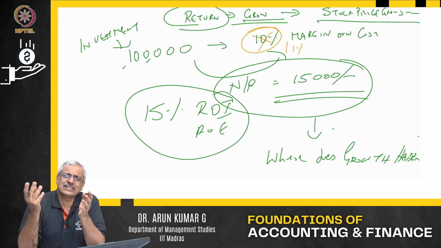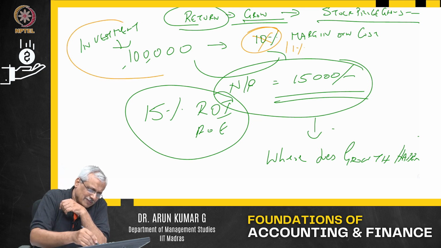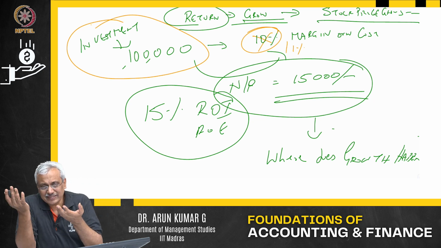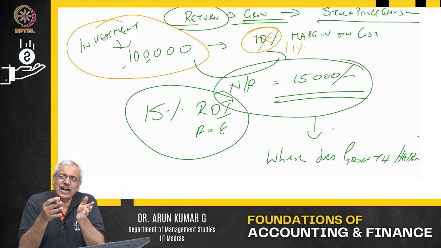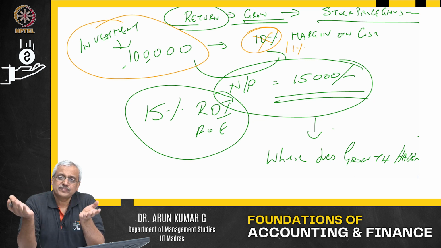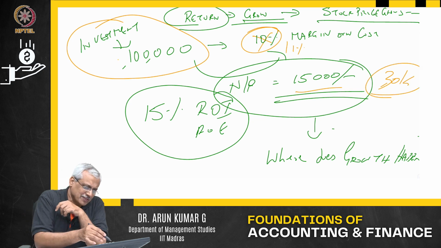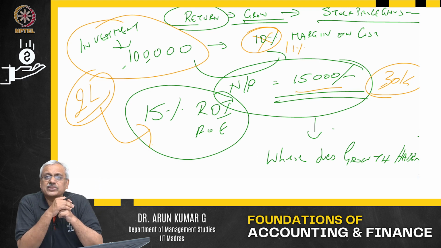So very simple, increase the capacity. If I increase the capacity, then my investment also has to increase. Naturally, yes, I don't deny that. Instead of one machine, I'll put two machines, so I'll make exactly double. Then my 15,000 becomes 30,000, and my investment instead of 1 lakh becomes 2 lakhs. So the return is the same 15%. It doesn't change.